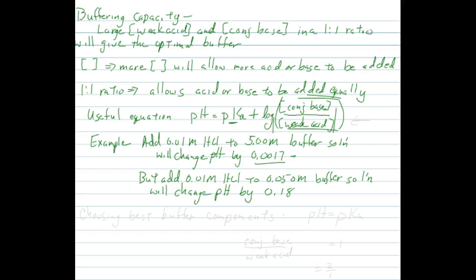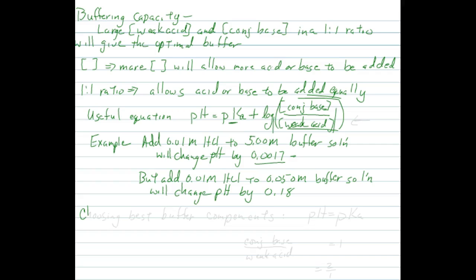Now, 5 molar buffered solution means you have 5 molar weak acid and 5 molar of its conjugate base. The 0.05 molar buffered solution means you have 0.05 molar of the weak acid and 0.05 molar of the conjugate base.